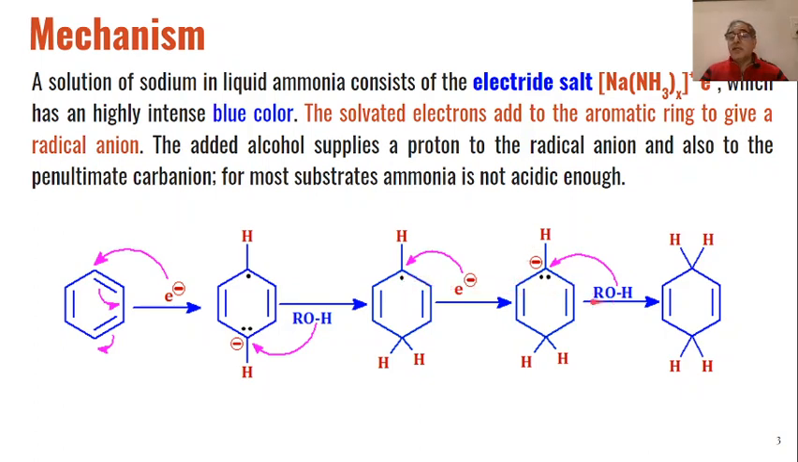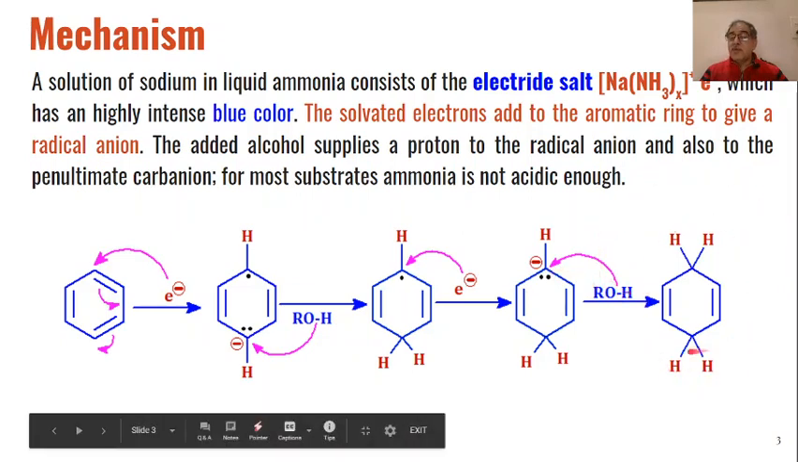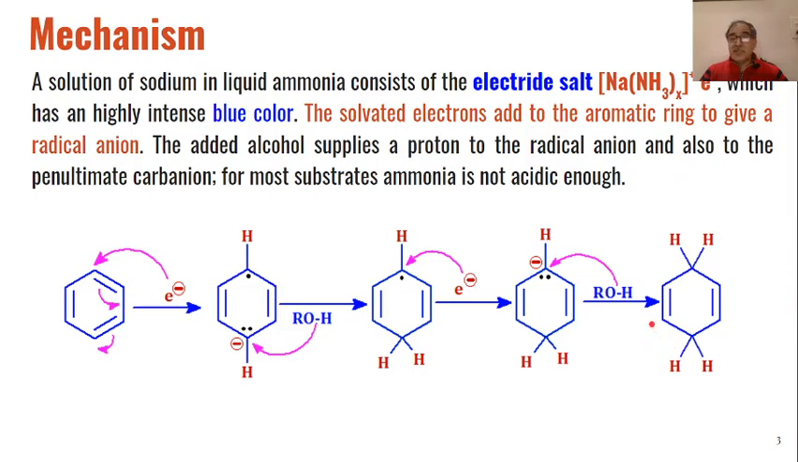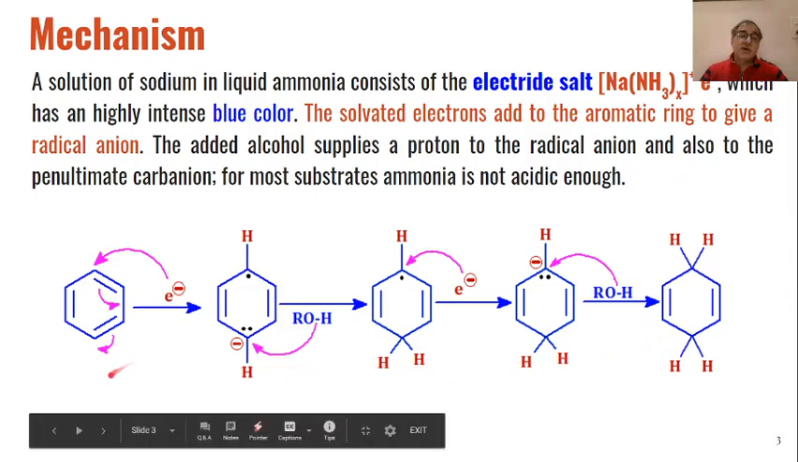And then again this anion will interact with one more molecule of alcohol, and a proton will be abstracted by this anion, and we will get these types of 1,4-cyclohexadienes as the product. So this is how benzene will be converted into 1,4-cyclohexadiene.